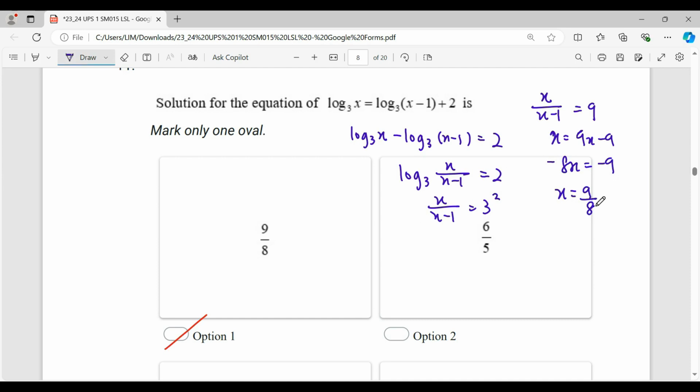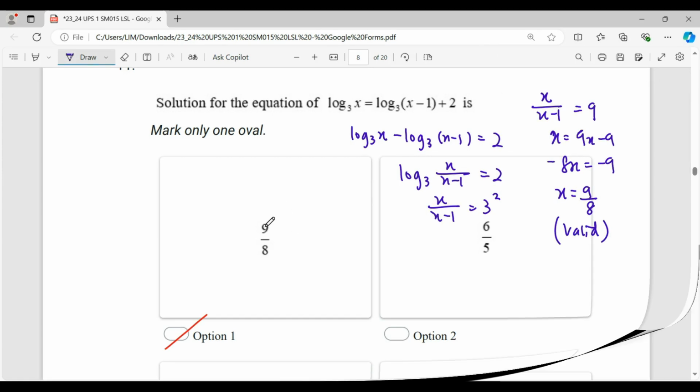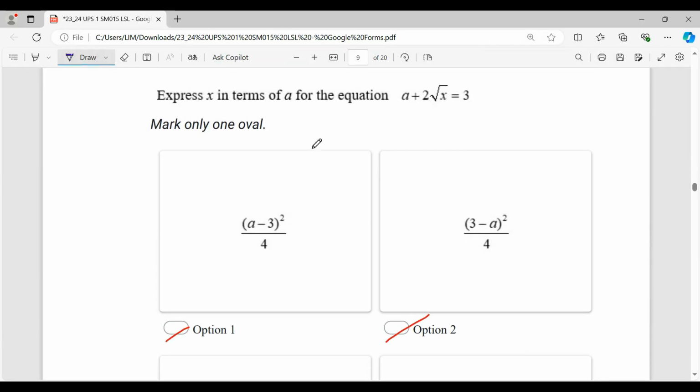Then we need to check our answer. When we put 9 over 8 back into the log, it is positive, valid. So 9 over 8 minus 1 equals 1 over 8, so it is positive. So this answer is valid in the log equation. Then express x in terms of a. So we have 2 sub x.